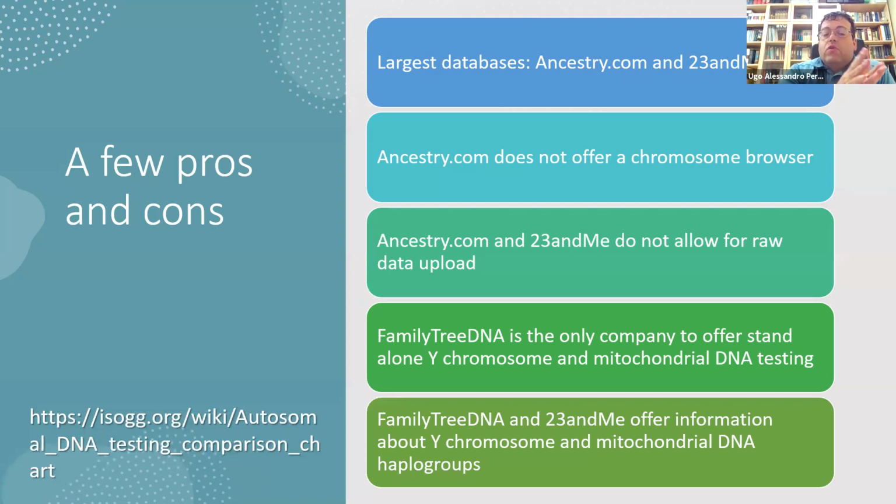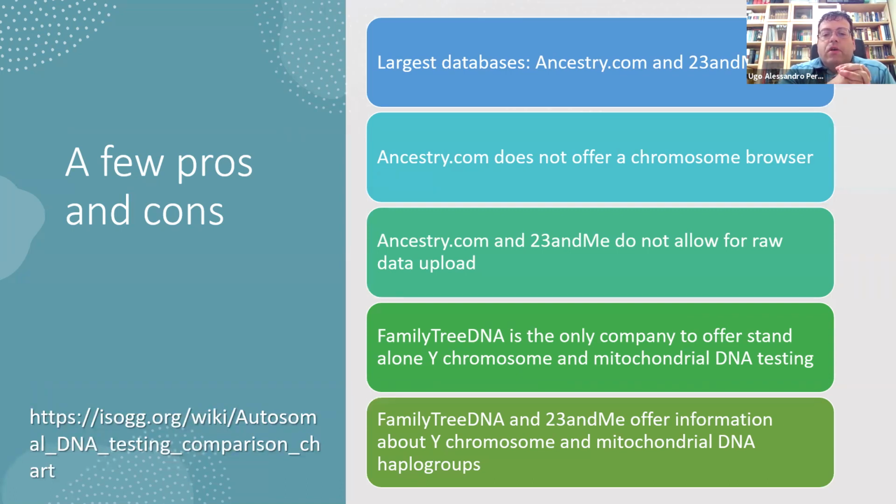Family Tree DNA is the only one that offers Y chromosome and mitochondrial DNA tests, so you might want to do that. I would suggest you do an autosomal DNA test first, and then eventually, as you become familiar with how these things work, you can expand into Y chromosome and mitochondrial DNA testing as well. It depends on your budget, the questions you have about your family tree, and how urgent or critical having those tests is.